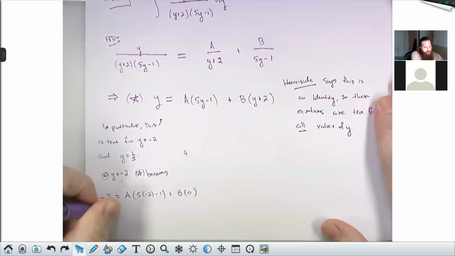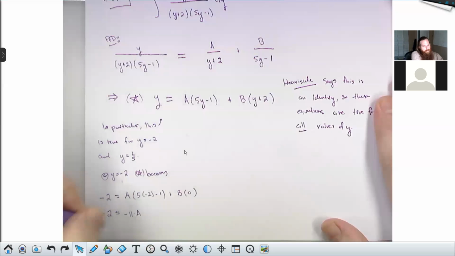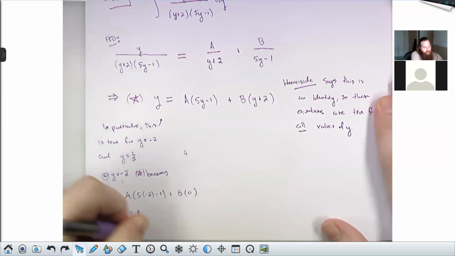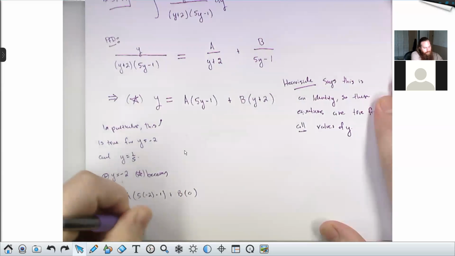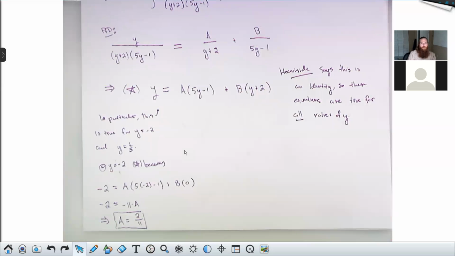This is -2 equals, what is that? 5 times -2, that's -10. -10 minus 1 is -11. So this is -11 times A. In other words, A is equal to 2 over 11. Isn't that slick? We get the value of A out immediately.